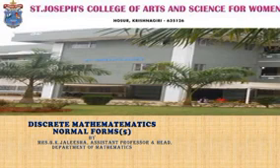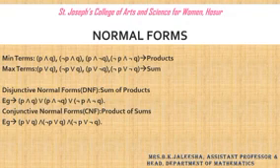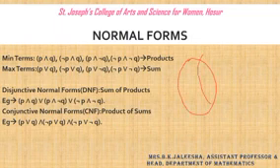Today we are going to see the normal forms in discrete mathematics. Let's move into the topic. Before getting into the topic, disjunctive normal form and conjunctive normal form, we should be clear about what is min term and what is max term.